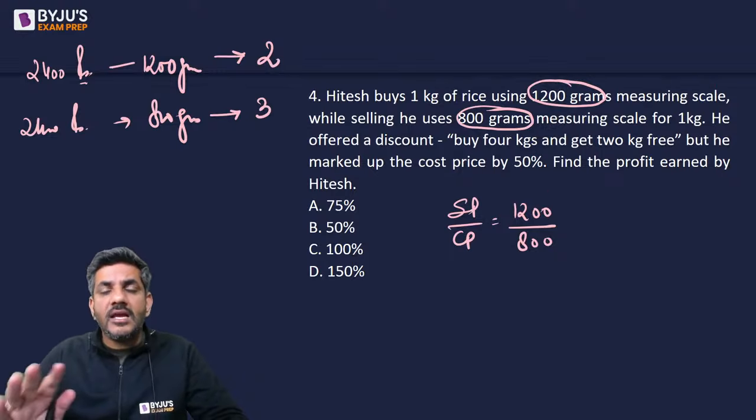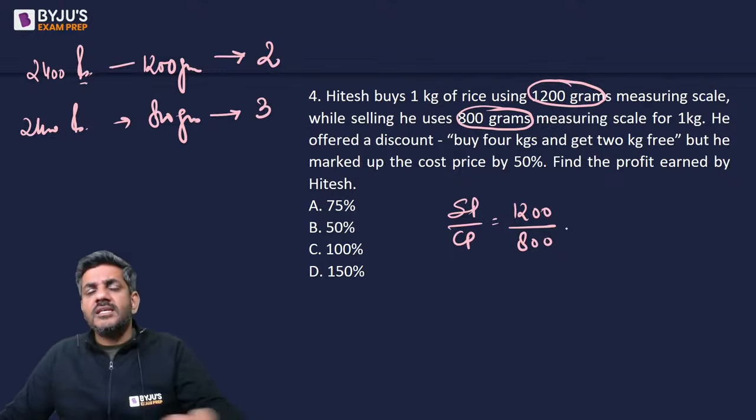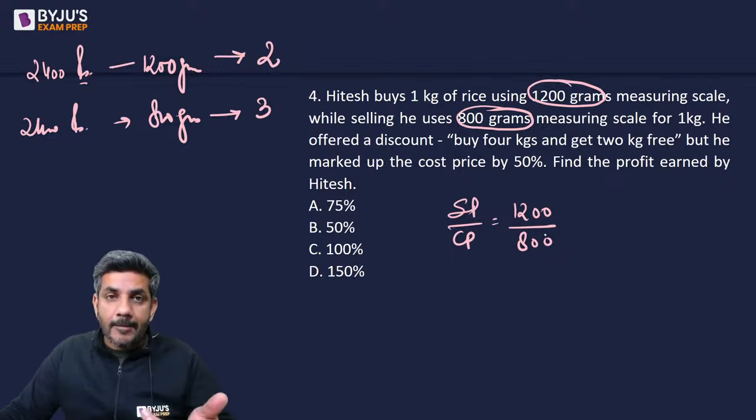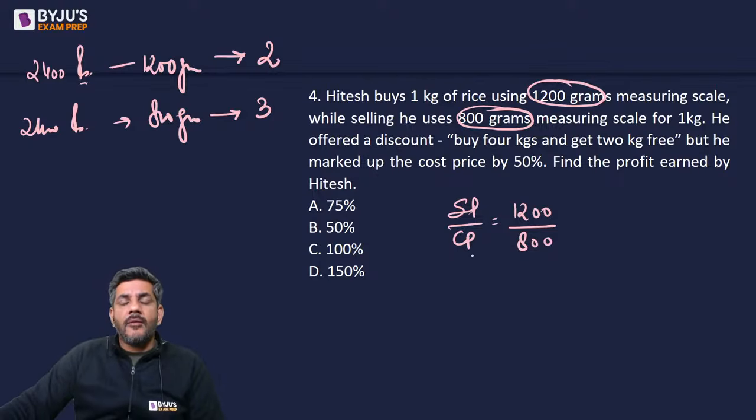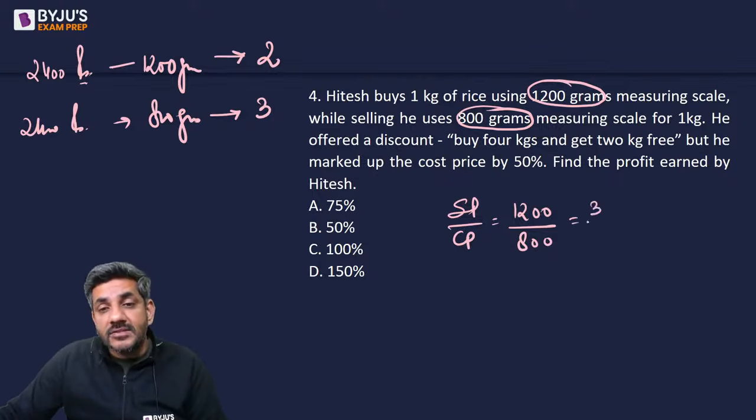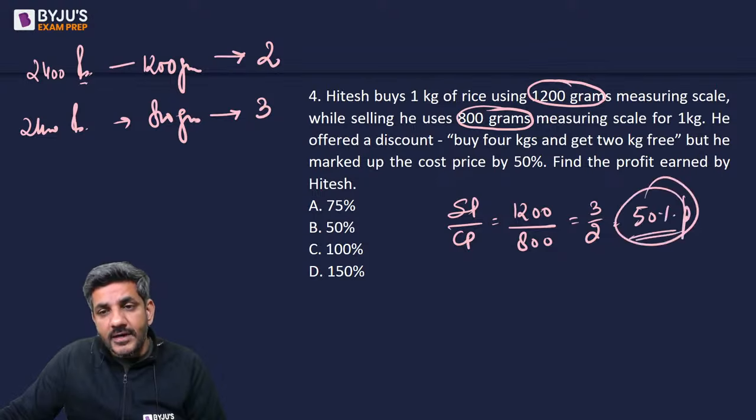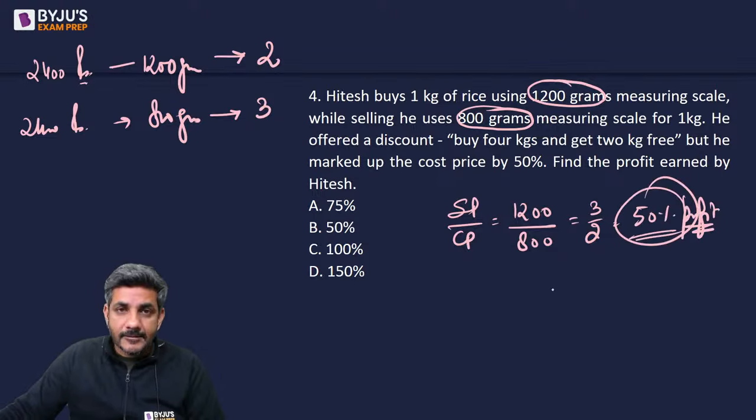1200 बाई 800 बोलना या 3/2 बोलना एक ही बात है. तो मैं इसलिए हमेशा ऐसे बोलता हूं कि अगर प्रॉफिट दिख रहा है, बड़ी वैल्यू ऊपर लिख दो, छोटी वैल्यू नीचे, तो आसान सा तरीका है. So from here I get SP by CP is 3/2, or you can say it is 50% profit. According to this, there is a profit of 50%.